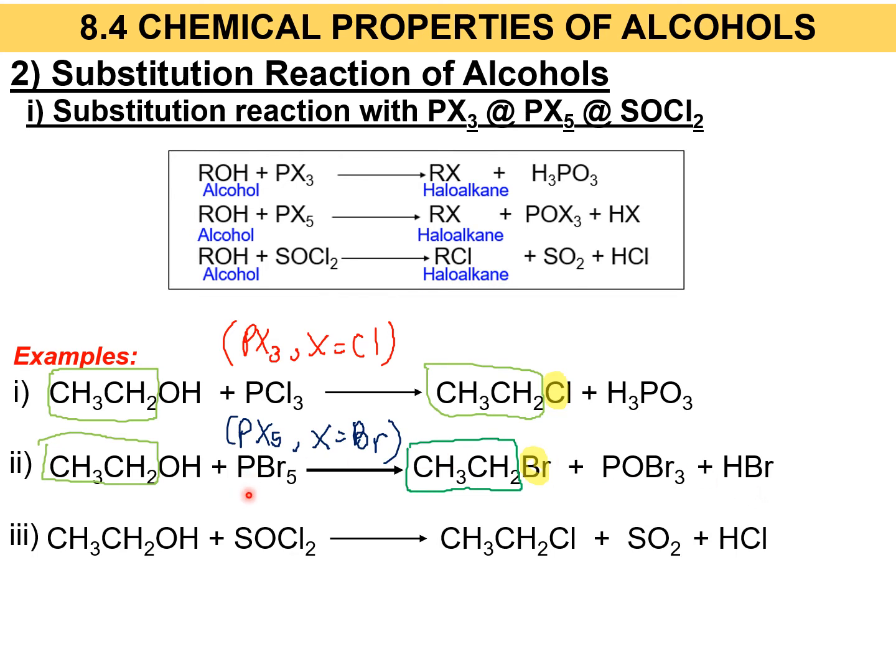What if you use PX5 where X is Cl, so it becomes PCl5, giving CH3CH2Cl, POCl3 plus HCl. Okay, so if you use PX5, you have to be a bit careful with the side products. And last one, let's say you have again a primary alcohol and you add the reagent SOCl2. It is always SOCl2; it cannot be SOBr2 or anything else. SOCl2 only. Therefore you will get the haloalkane with halogen Cl, and the side products are SO2 plus HCl.